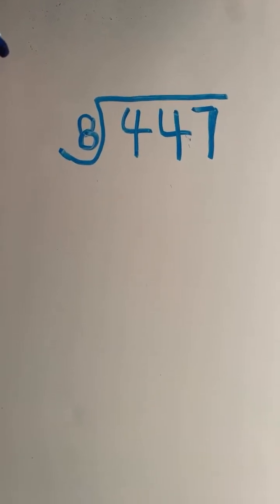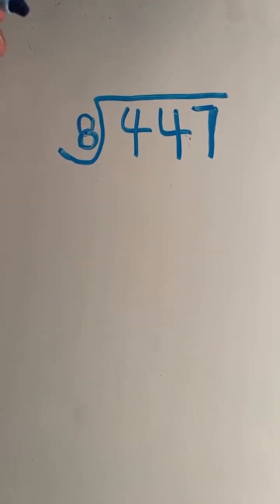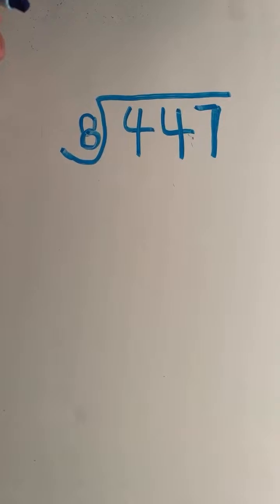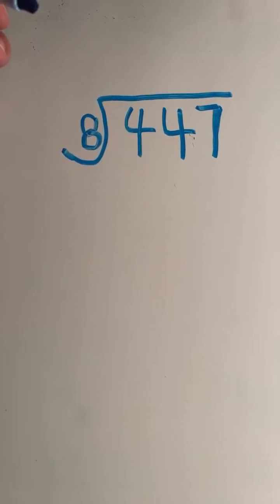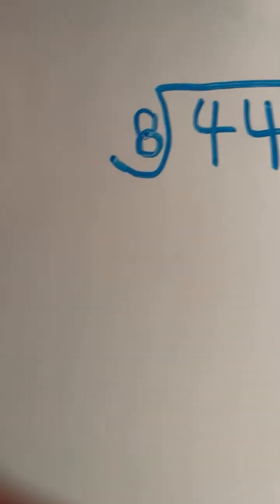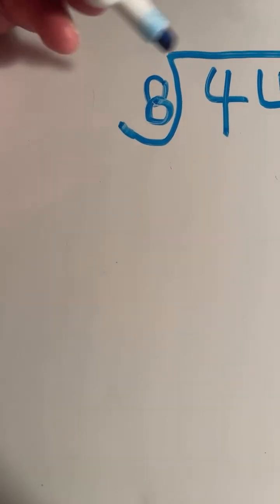So 447 divided by 8. So we're looking for the number within the square. We want to divide by the smallest number possible. The rule is the number inside the square has to be equal to or bigger than the number outside the square. So 4 is too small. We cannot do 4 divided by 8 because 8 is bigger than 4.